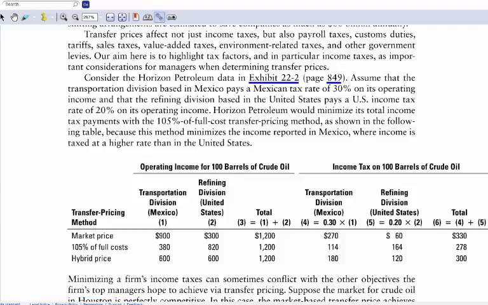Again, these tax implications on this intermediate product and the transfer between the two subunits are going to change that decision.